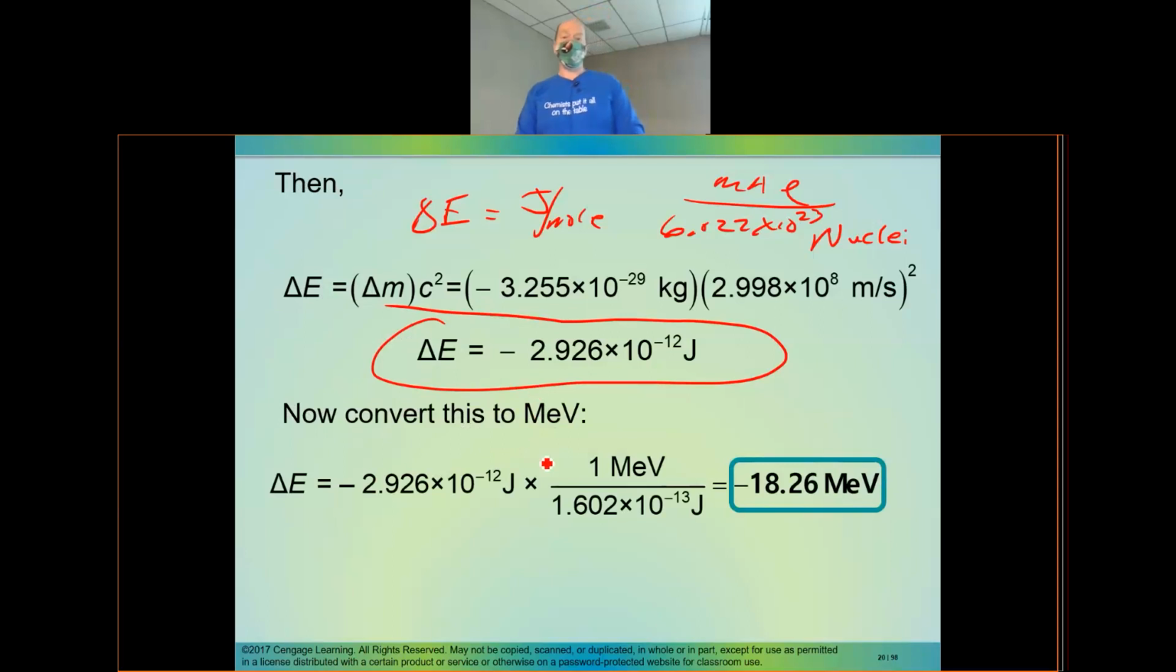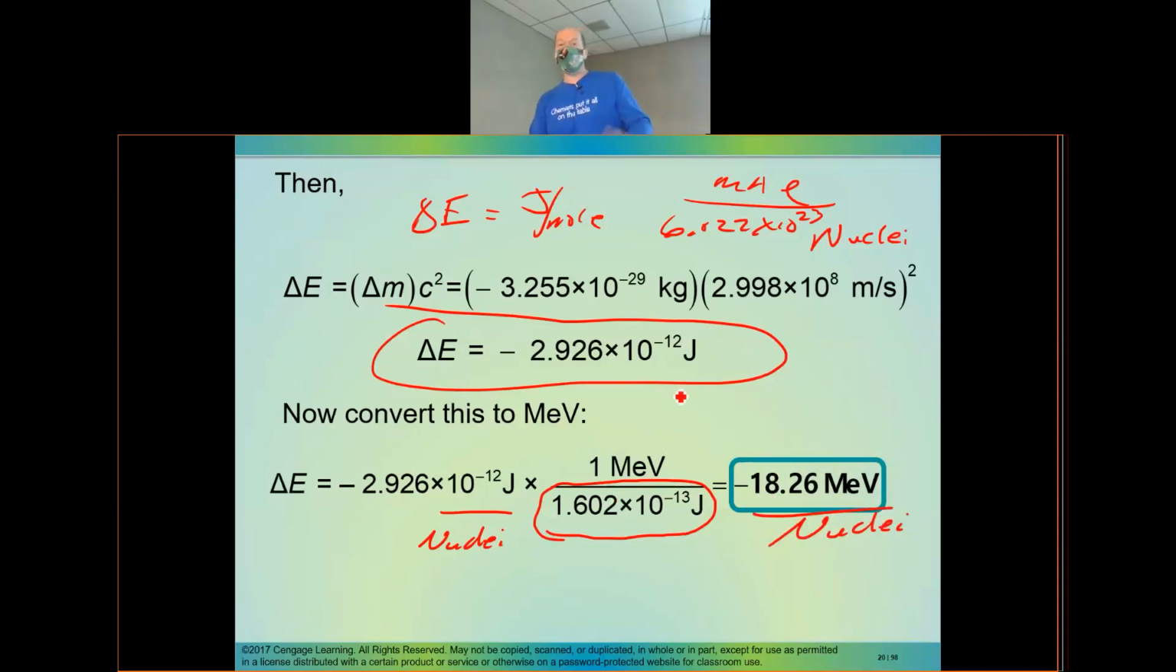All right, and so now you can convert your joules into MeVs, mega electron volts. Again, this is a conversion factor, and you will see that you have 1.602 times 10 to the minus 13 joules in 1 mega electron volt. All right, and this is per nuclei. And so now you have your negative 18.26 MeV per nuclei.